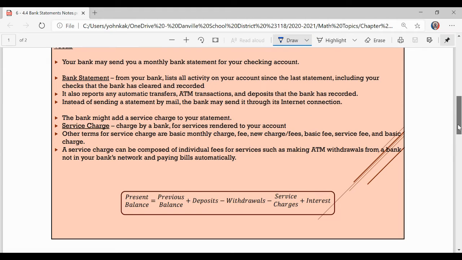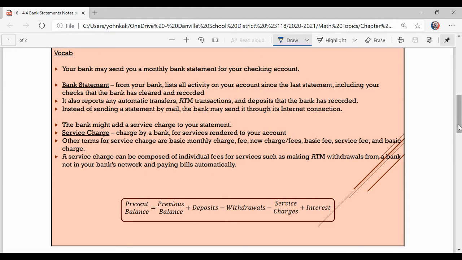So your bank may send you a monthly bank statement for your checking account. They might be done via email now, since a lot of things are going paperless. Bank statements come from your bank and list all the activity on your account since your last statement, including your checks that the bank has cleared and recorded. It also reports any automatic transfers or ATM transactions and deposits that the bank has recorded. Instead of sending a statement by mail, the bank may send it through its internet connection. So you might get the statement via email, or it could be a paper statement.